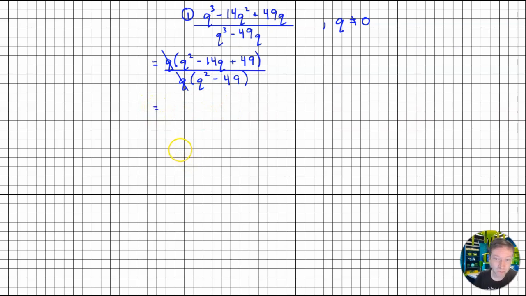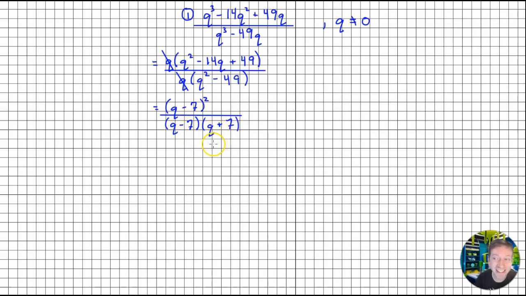Now, we can factor some more. This is where knowing your perfect squares and difference of squares can help you a little bit. If you notice with this first one, this is a perfect square, so I can reduce that to q minus 7 squared. And on the denominator, we have a difference of squares, so that is q minus 7 times q plus 7.